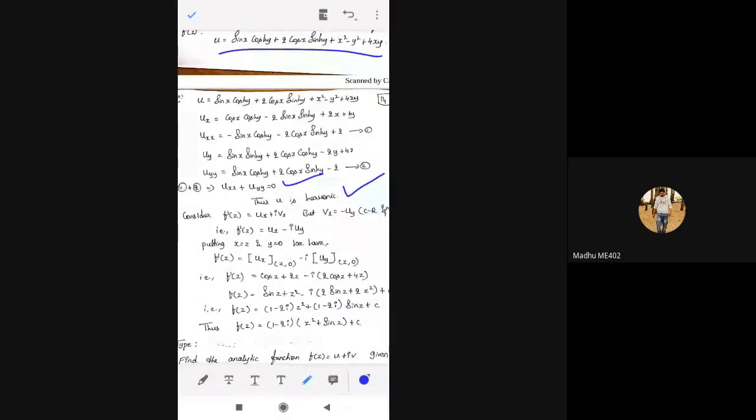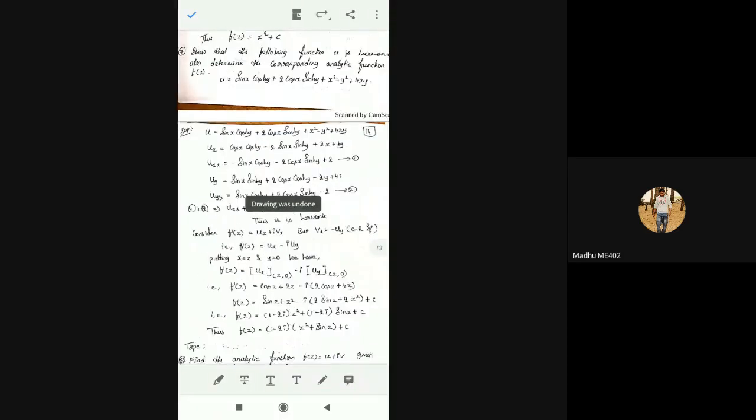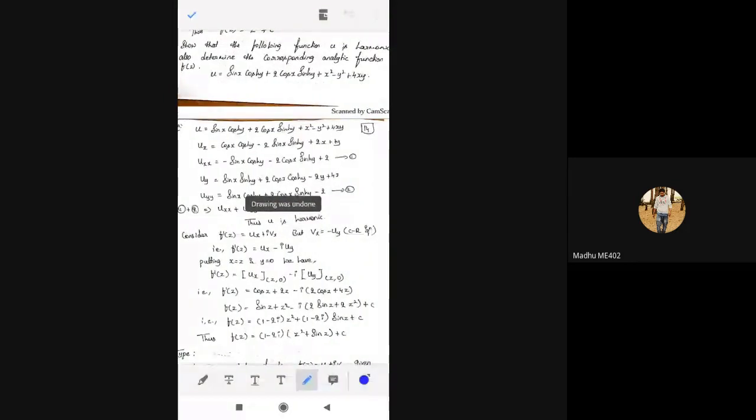If they give V, then what you're going to do is Vxx plus Vyy is equal to 0. Like that you're going to do. Still, there is more. Also determine the corresponding analytic function. So for the corresponding analytic function, what we have done previously: first we write U as it is, then with respect to x we differentiate, with respect to y we differentiate.